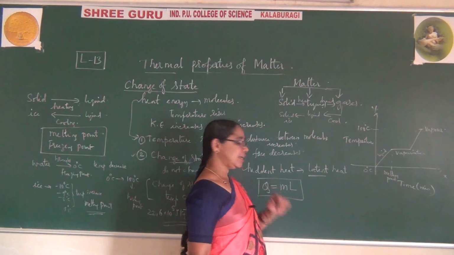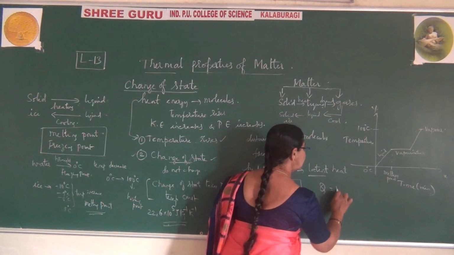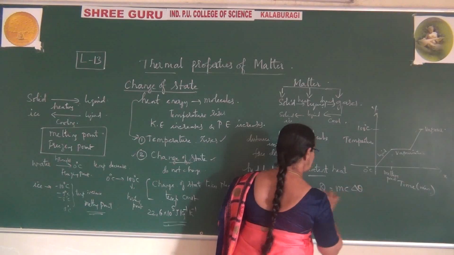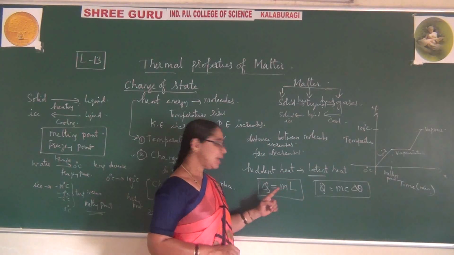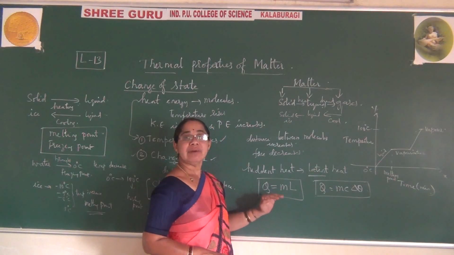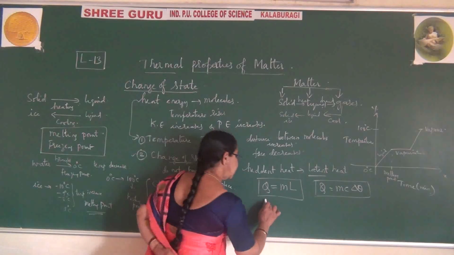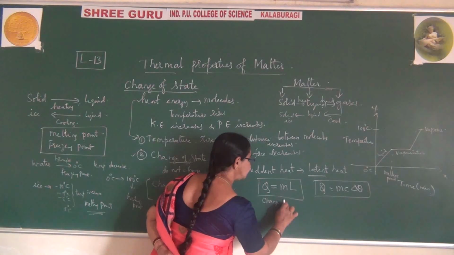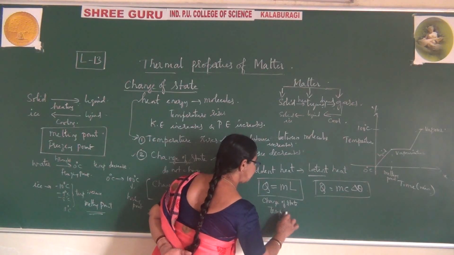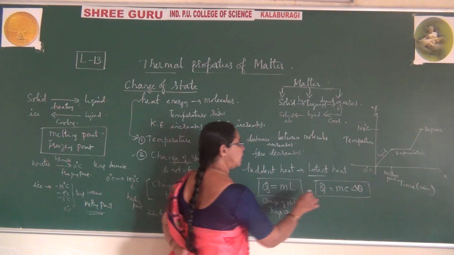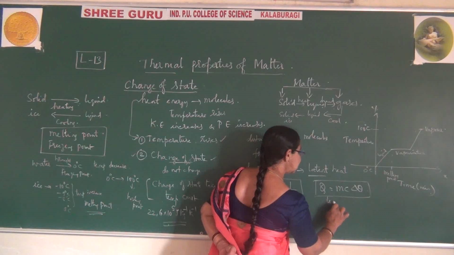Right? Now, Q is equal to M into L. One more formula we have is Q is equal to MC delta theta. What is the difference between these two? When you write Q is equal to ML, a change of state takes place. At that time, the temperature remains constant. Temperature constant.